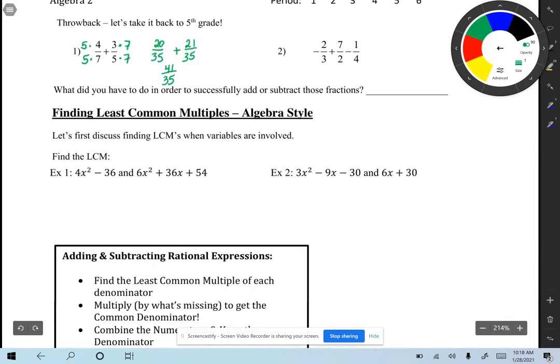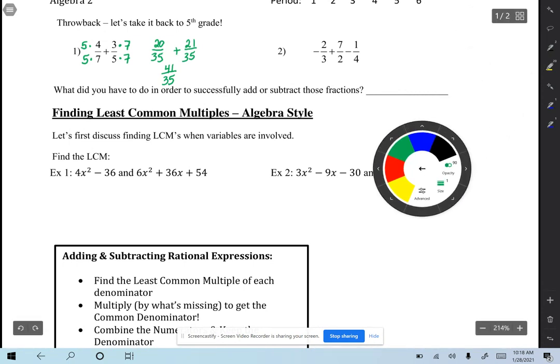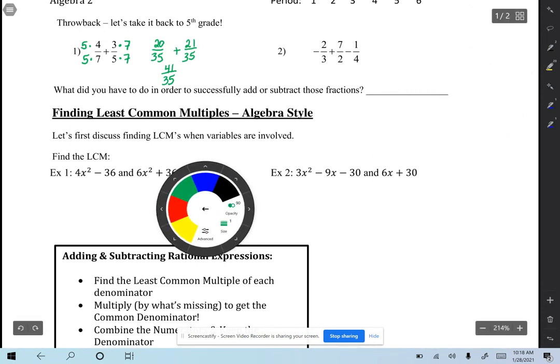For the second problem, you do the same thing, but this time you have 3 fractions. If you look at 2, 3, and 4, I would just take the smallest number and skip count. So 2, 4, 6, 8, 10, 12. 12 would be the common denominator. So multiply this top and bottom by 4, this top and bottom by 6, and this top and bottom by 3.